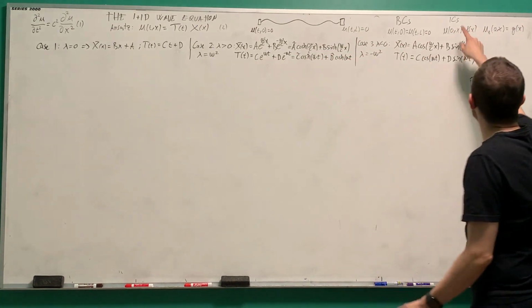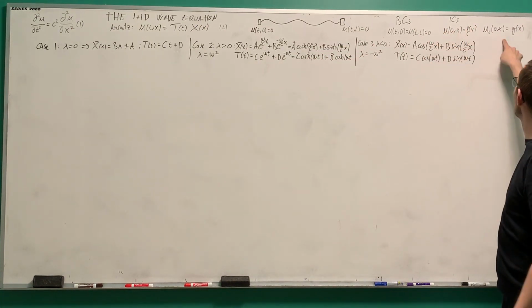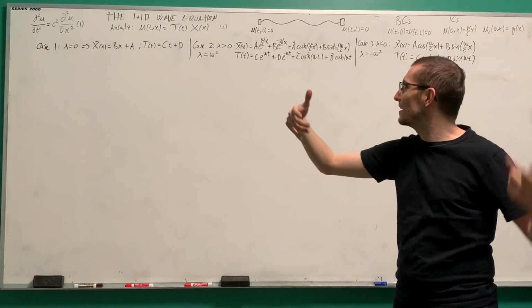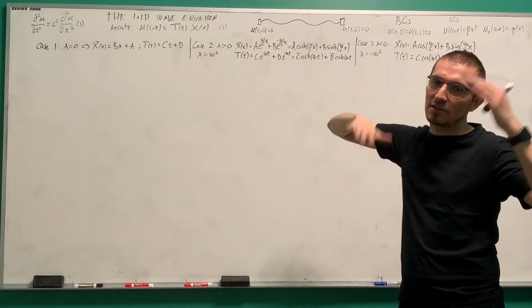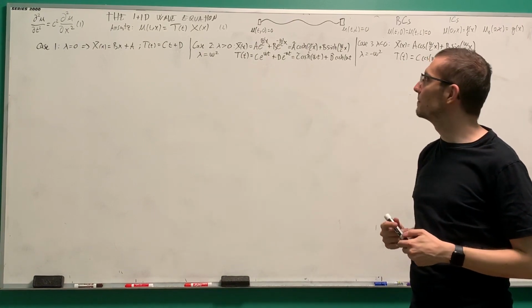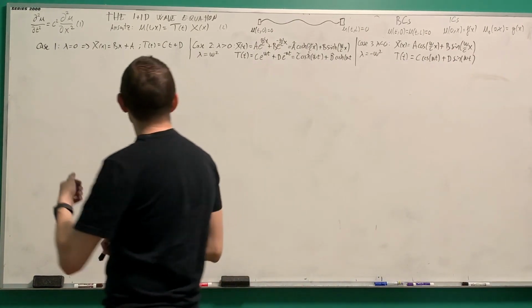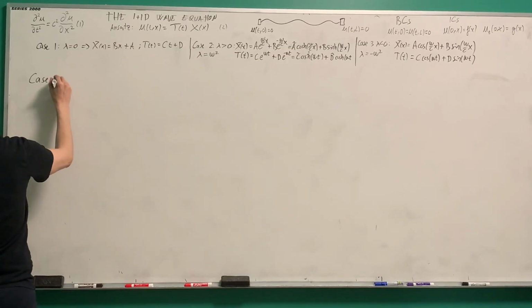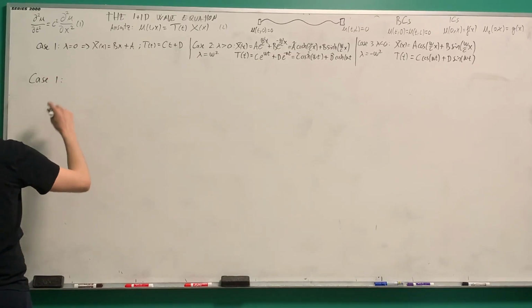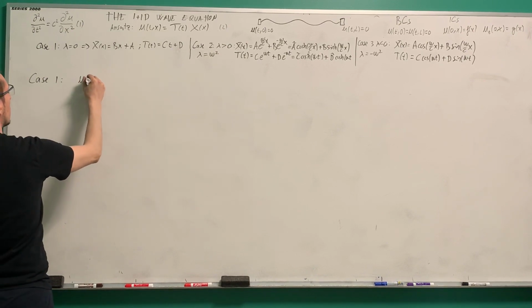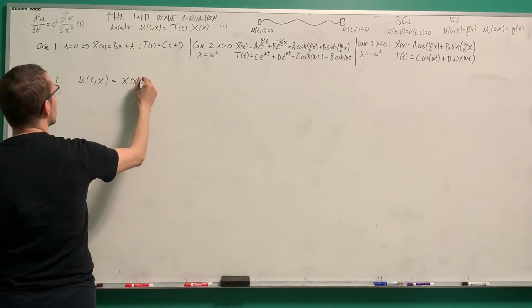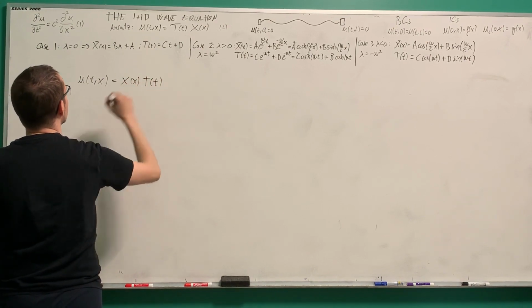The problem that we have is I give you some profile of amplitude, I give you some profile of velocities for the string. I tie the string at two extremes like in a guitar, and I want to know how the string is going to vibrate in time, how it's going to behave. Alright, so let's begin with case 1. Let's see if there are any solutions in case 1. Case 1, we know that u of t, x is equal to X of x times T of t.